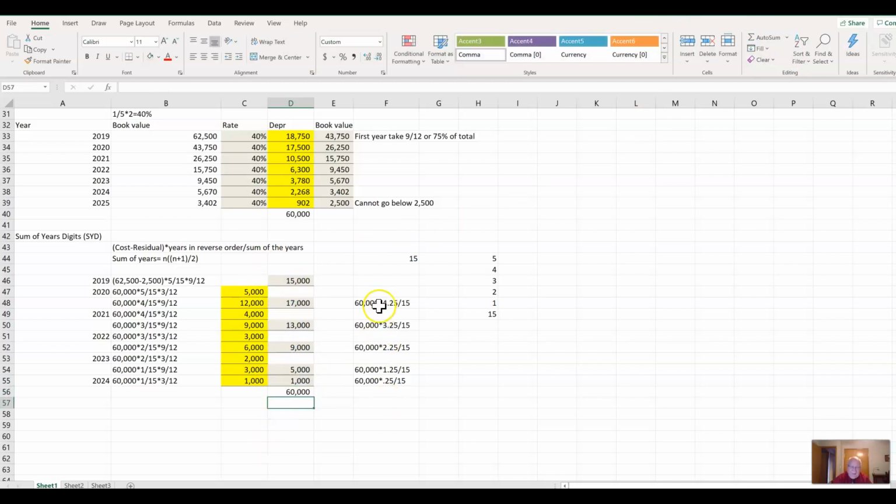Okay, now what I did over here was a shortcut. If you're doing the full year, you can do it this way, or you have 4.25 years left, because it's years in reverse order. You use 3/4 of a year up, so you have 0.25 years plus 4. So you take 60,000 times 4.25 divided by 15. And that gives you also 17,000. So these are shortcuts for this. And this can be done provided you have it for the full year.